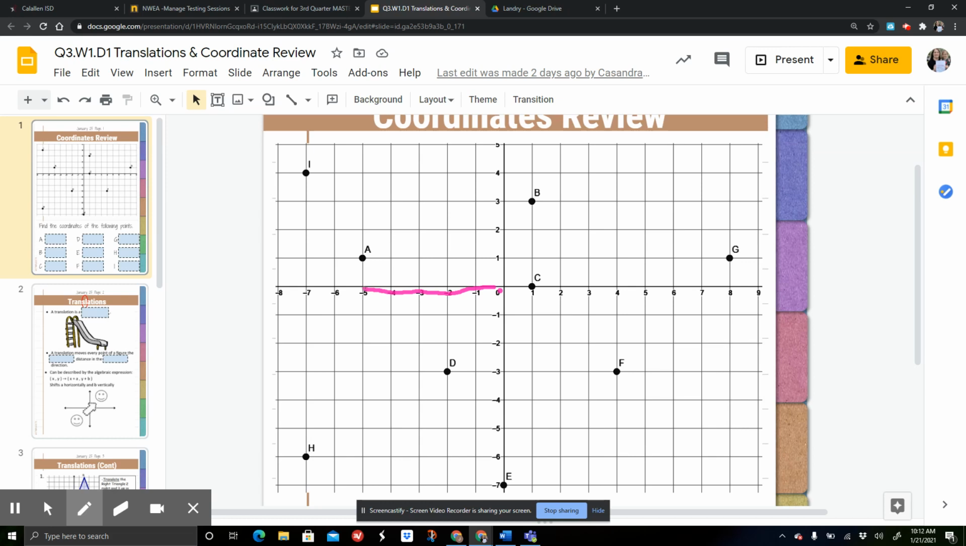And if we pay attention, that's 1, 2, 3, 4, 5 to the left. So the first value of the coordinates of A, the x value, is -5. And then you go up 1, so that is +1. That's -5, 1 for letter A. Letter B, you're going to start at the origin. You have to go right once and then up 1, 2, 3. So that is at 1, 3.